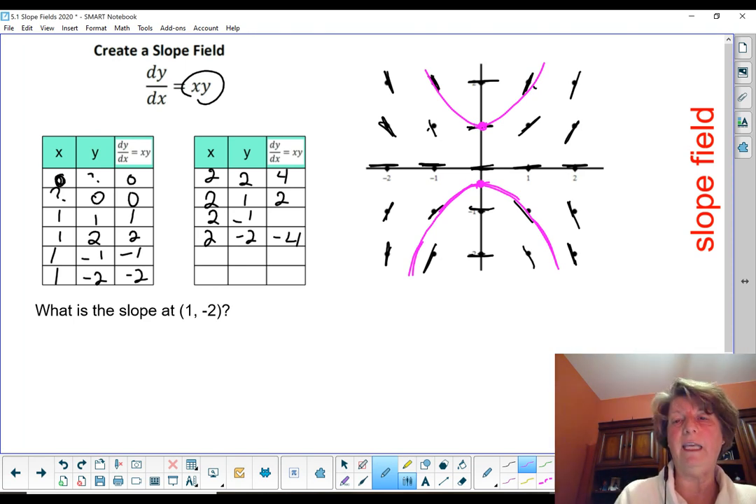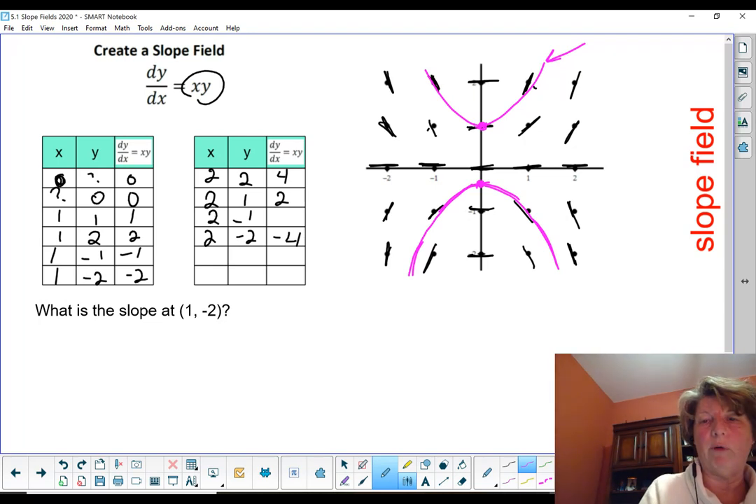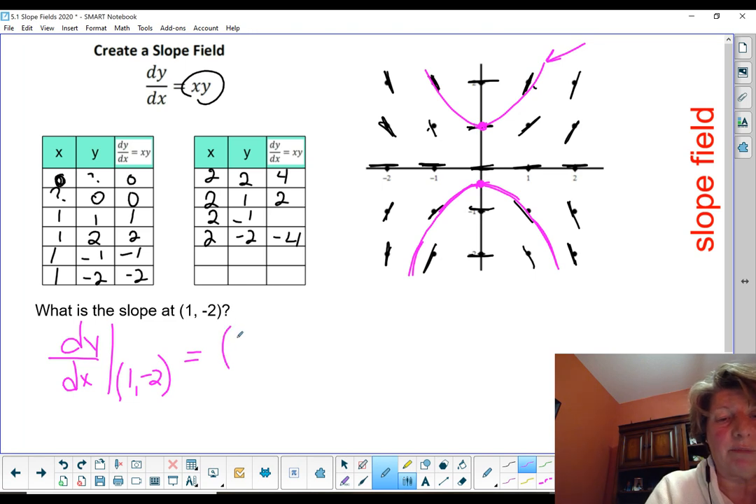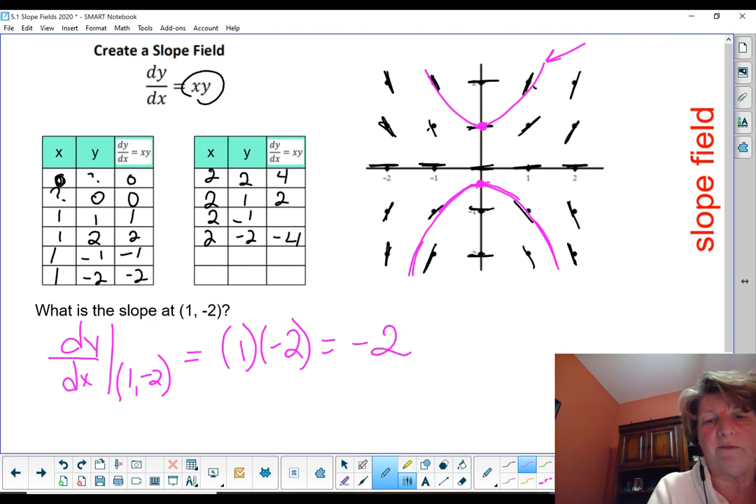When you draw them on the AP exam and you have to sketch the original function, the curved line, what you want to do is extend to the edges. Okay, but you do not want to add arrows. So what is the slope at 1, -2? Well, I could show then dy/dx at 1, -2. Use good notation. This is a good time to start practicing that as we come into the AP exam. We would have a slope of -2. So at 1, -2, there was that -2 slope.